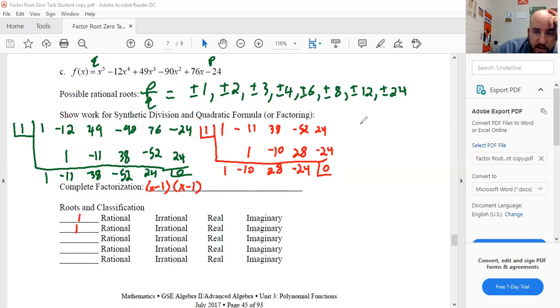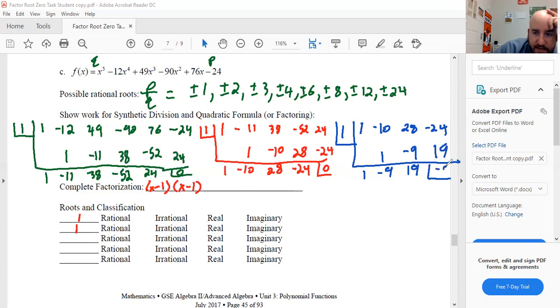So now we got down to 1, negative 10, 28, negative 24. Let's try 1 a third time. Drop the 1. 1 times 1 is 1. Negative 10 and 1 is negative 9. Negative 9 times 1 is negative 9. 28 minus 9 is 19. Again, this might be a point where you can tell this isn't going to work, but keep going if you need to. 1 times 19 is 19. Negative 24 and 19 is negative 5. All right, so that one didn't work. Thought we might be getting all 1s there for a second.